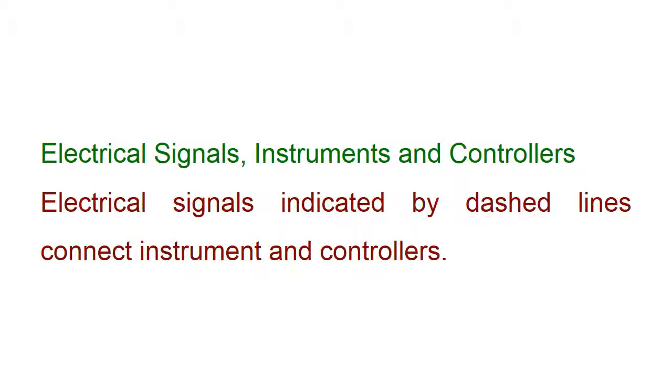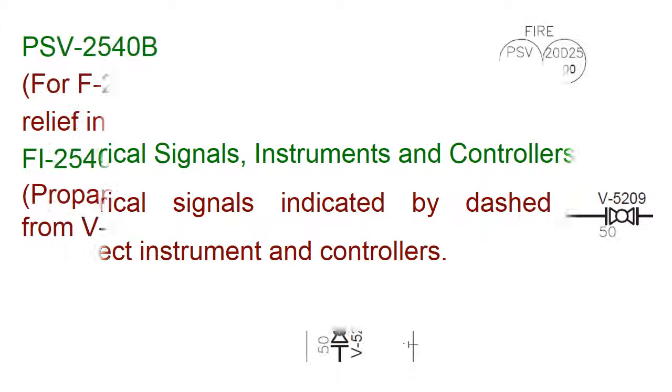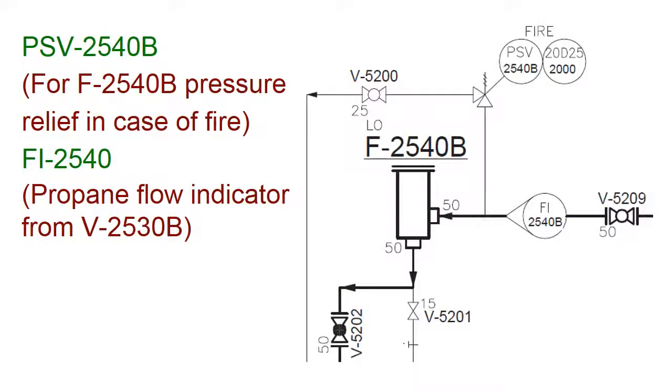Electrical signals, instruments and controllers. Electrical signals indicated by dashed lines connect instruments and controllers. PSV2540B for F2540B pressure relief in case of fire. FI2540, propane flow indicator from V2530B.